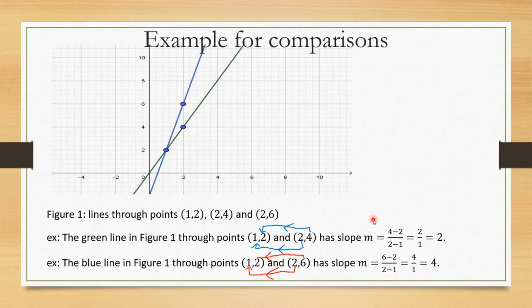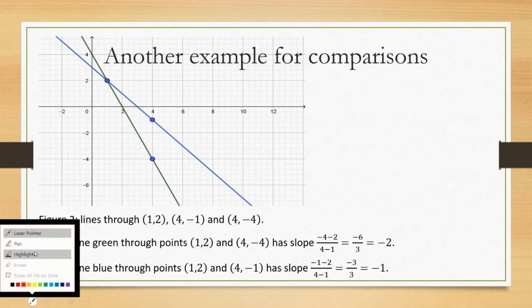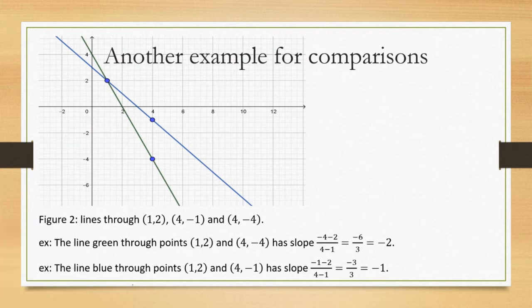So let's do another example similar to this. For this one, we have, again, a green and a blue line. They're passing through, again, the point 1, 2. The blue line's going through 4, negative 1. The green line's going through 4, negative 4. All right, let me get the pen out. Okay, so for the green line now, we have these 2 points, 1, 2, and 4, negative 4.